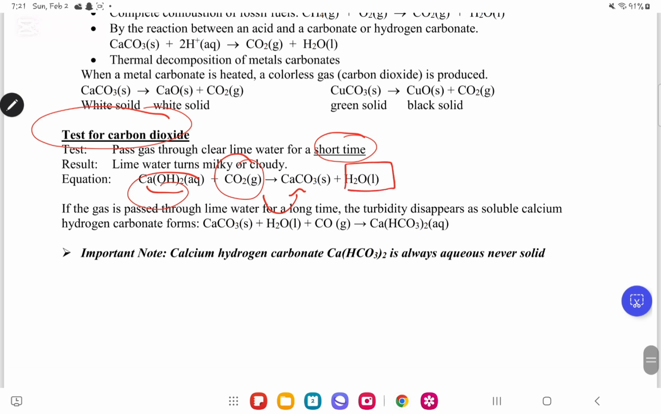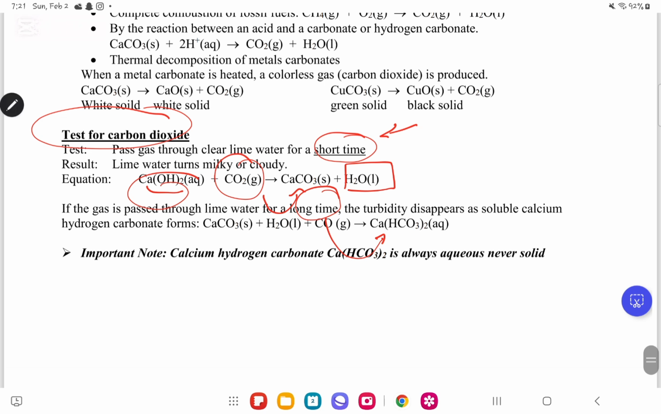Okay, if the gas is passed through lime water for a long time, the turbidity disappears as soluble calcium hydrogen carbonate forms. So that's why we keep it for a short time and not a long time, because if you kept it for a long time, it would dissolve or become soluble in the water, because Ca(HCO3)2 is aqueous and soluble in water.